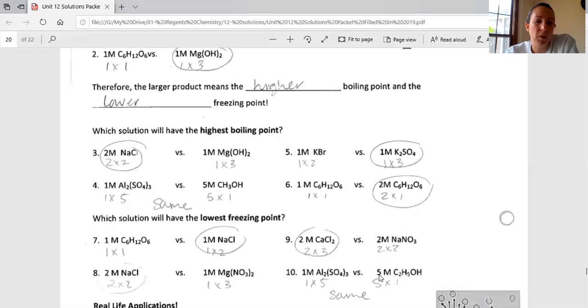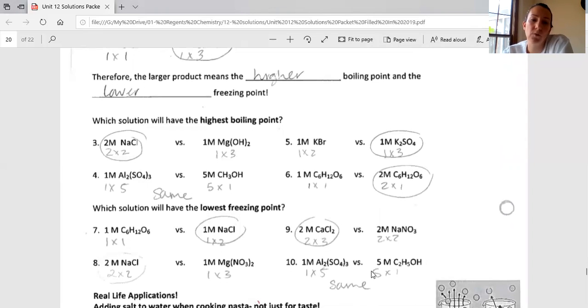So same idea. 1 times 1, 1 times 2. So this one's bigger. 2 times 2, 1 times 3. Mg(NO3)2. So that one wins. 2 times CaCl2, this is a Van Hoff factor of 3, Ca, Cl, Cl. So that's 6. And then NaNO3, 2 times 2 is 4, so the 6 wins. And then this one is just like number 4, exactly the same, 5 and 5.